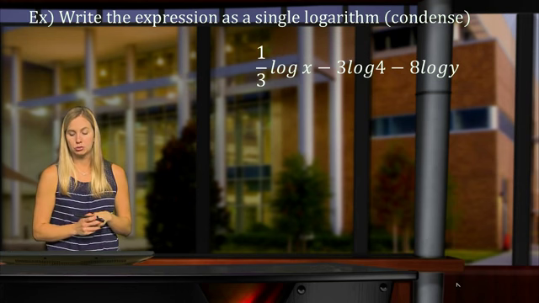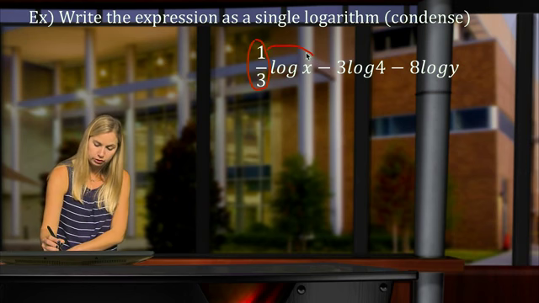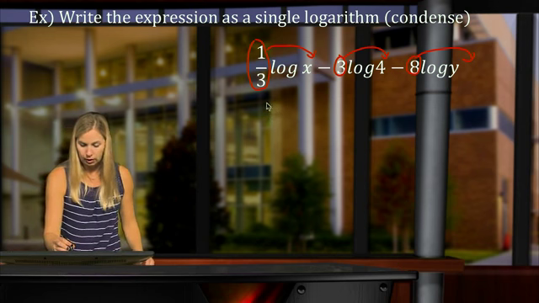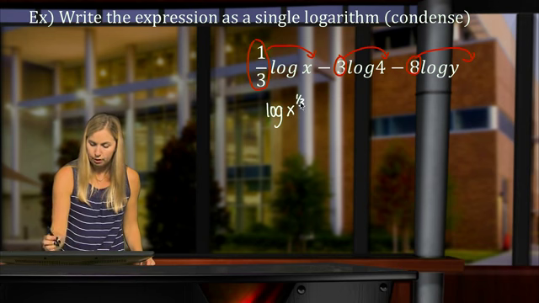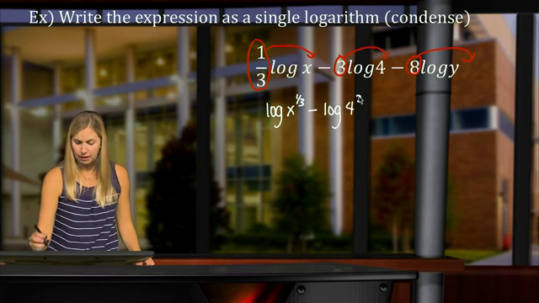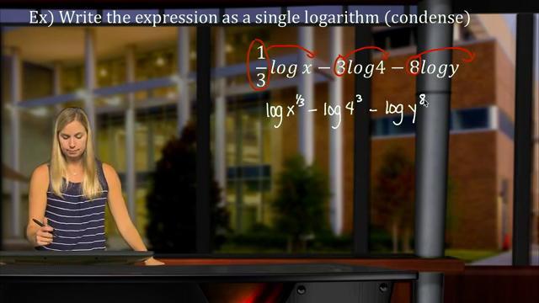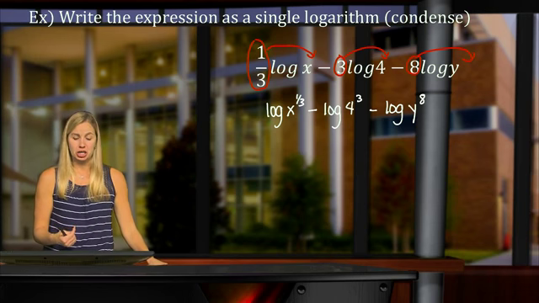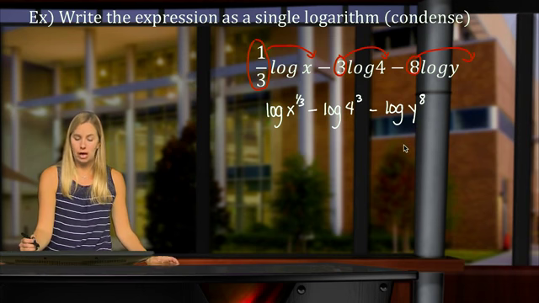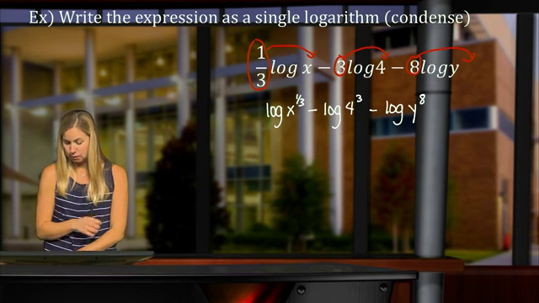One-third log of x minus 3 log of 4 minus 8 log y. Coefficients are first. So we have log of x to the 1/3 power minus log of 4 cubed, which we will eventually simplify, minus log y to the 8th. Now, it doesn't appear that we have any addition here, but if you look at these last two terms, what do they both have a factor of? They both have a factor of -1. So we're going to actually factor that out so that we can see where the addition is in this problem.